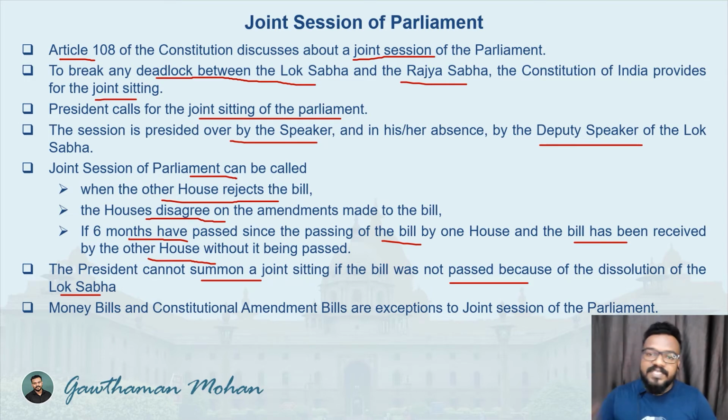Two important types of bills are not included in this joint sitting. They are exempted from this. They are the money bills and the constitutional amendment bills, which are exceptions to the joint sitting of the Parliament, so they cannot be considered. The ordinary bills are what come under this aspect. Only during an ordinary bill do we call for a joint sitting of the Parliament.